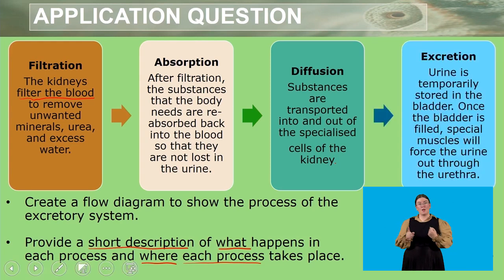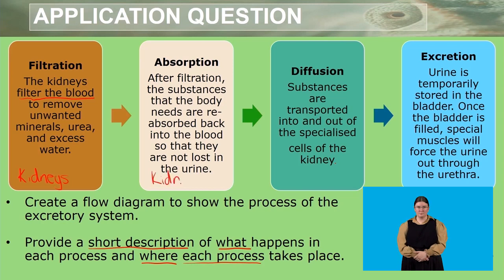And in the last process, we have excretion. Before the urine is excreted, it is temporarily stored in the bladder. Once the bladder is filled, then we have special muscles that will force the urine out through the urethra. So the urine is excreted in the last process of the excretory system. So we can say that the first three processes, they all take place in the kidneys. Just to make a note there that these three are taking place in the kidneys.